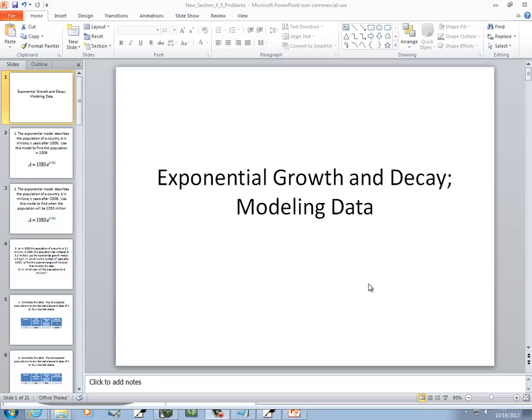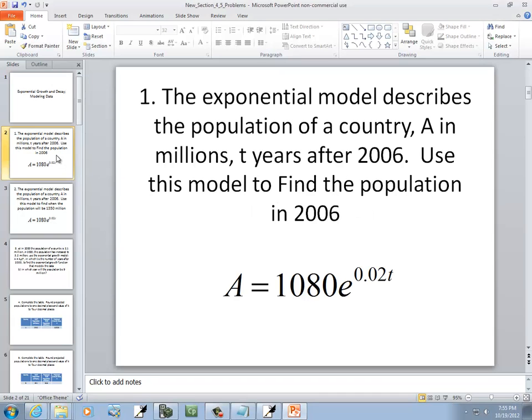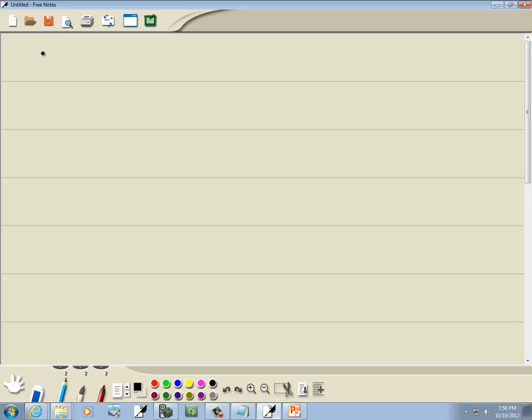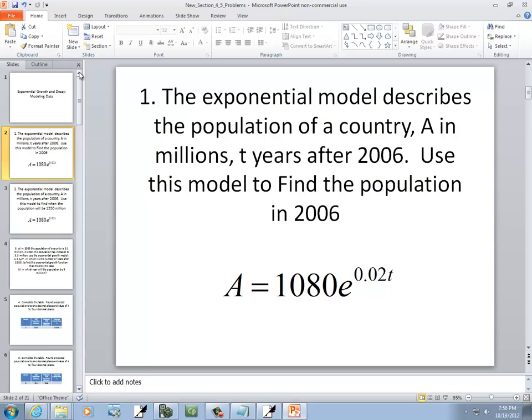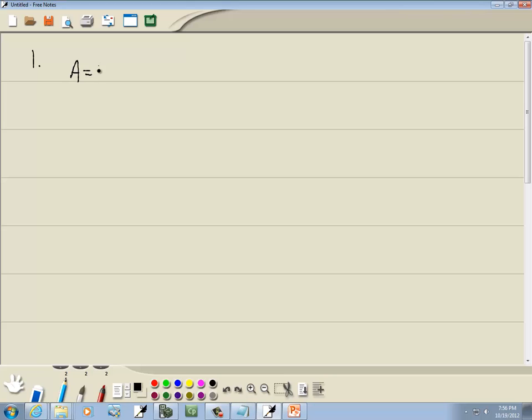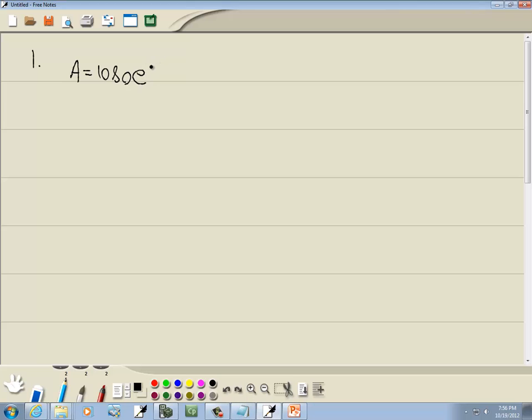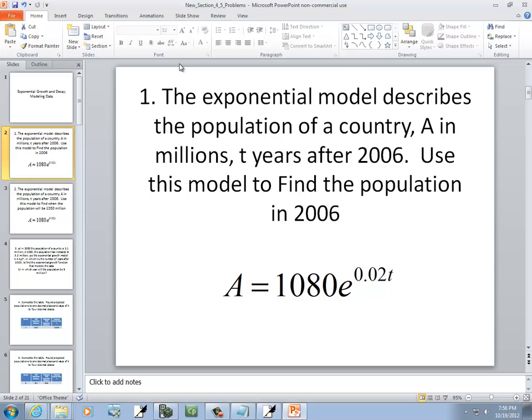Let's take a look at exponential growth and decay and modeling data. And let's take a look at our first problem. A is equal to 1080 e to the 0.02 t power. It says the exponential model describes the population of a country A in millions t years after 2006. Use this model to find the population in 2006.